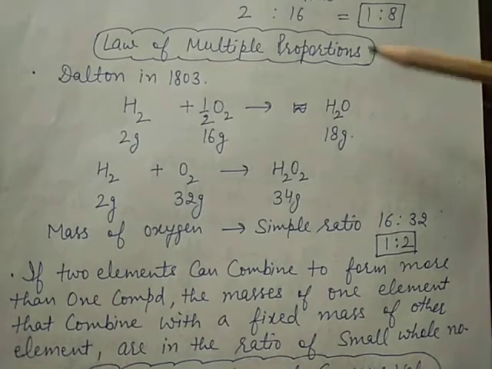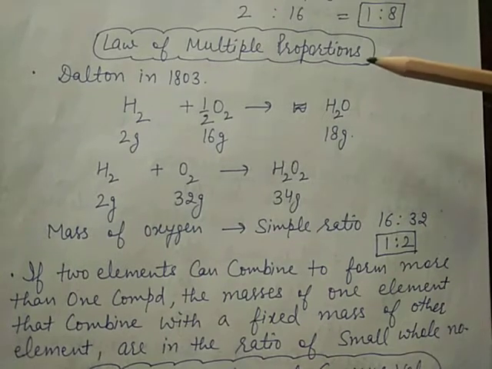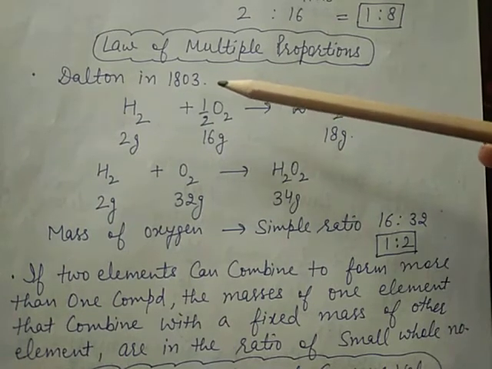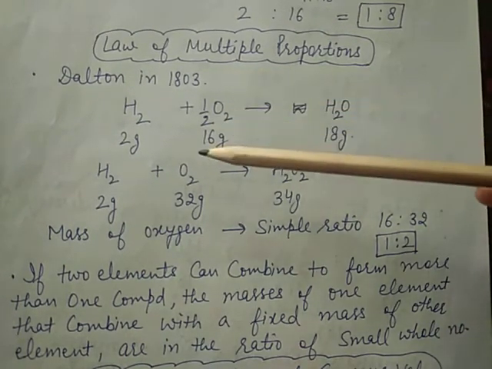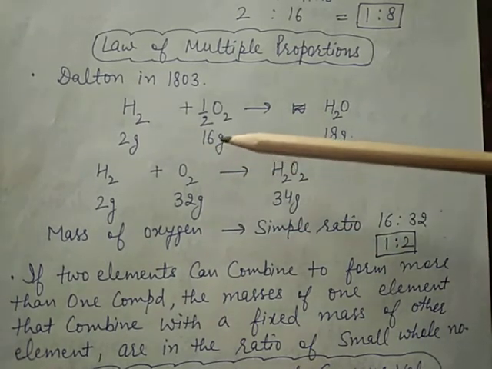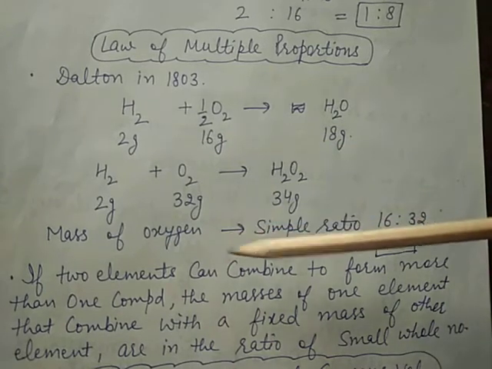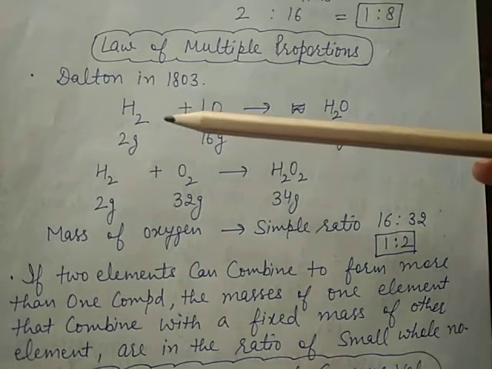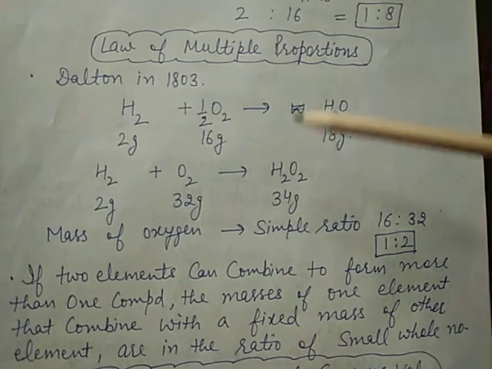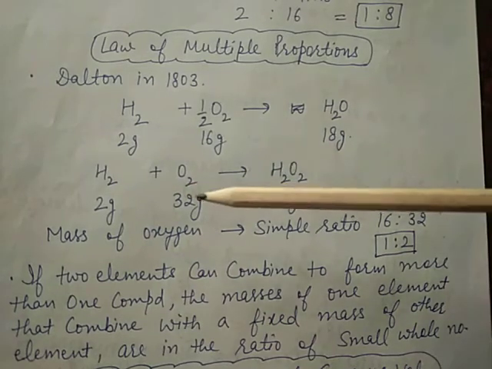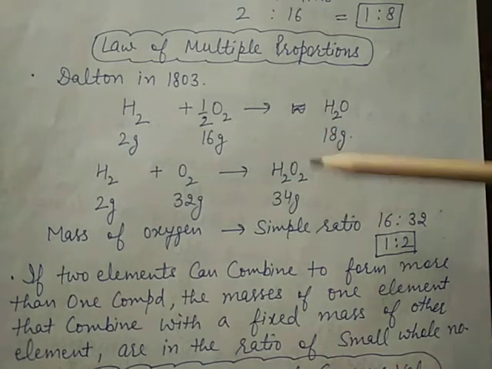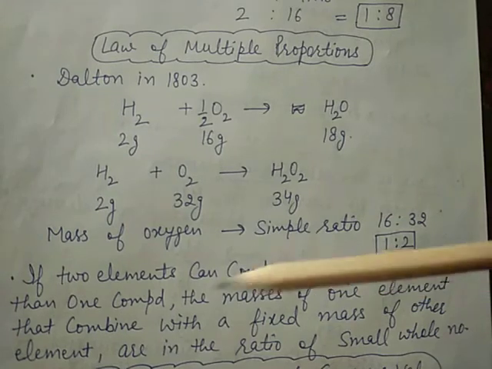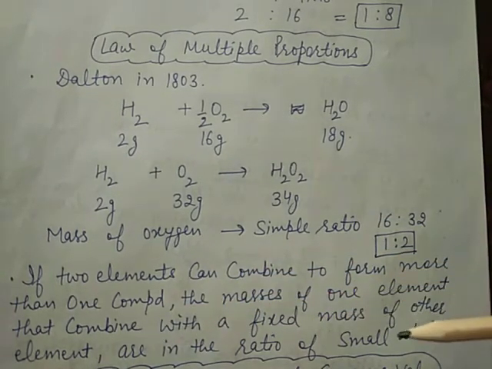Now the next law is the law of multiple proportion. This law was given by Dalton in 1803. According to this law, if two elements can combine to form more than one compound, suppose hydrogen and oxygen, which form water, and hydrogen and oxygen also form hydrogen peroxide, then the masses of one element that combine with a fixed mass of the other element are in the ratio of small whole numbers.